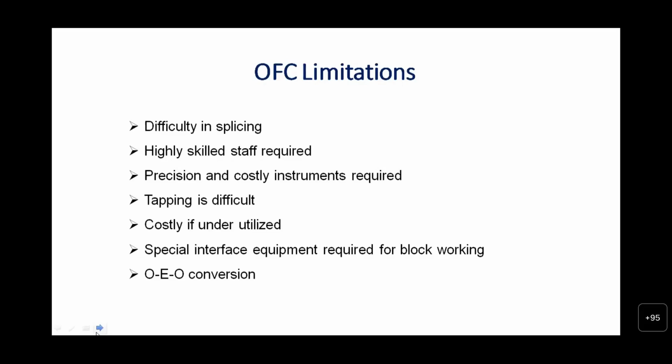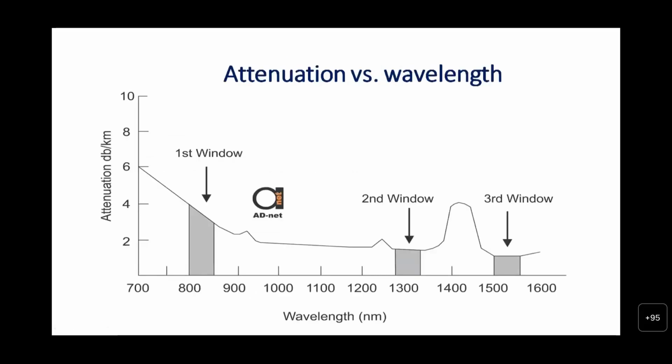So it is costly if underutilized. We may lay a 24 fiber cable, but we may use only 1 or 2 fibers. So underutilization is one of the drawbacks. And special interface equipment is required for block working. And optical to electrical, electrical to optical conversion is one of the limitations of the OFC.